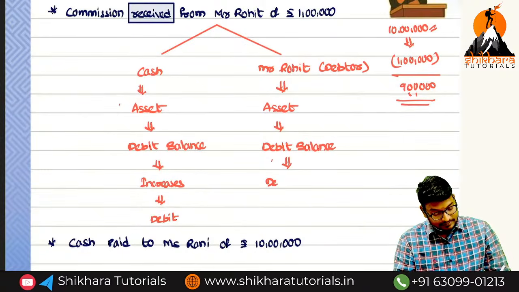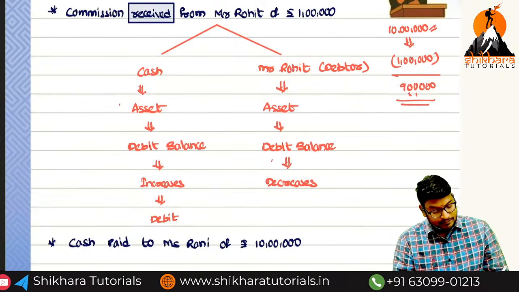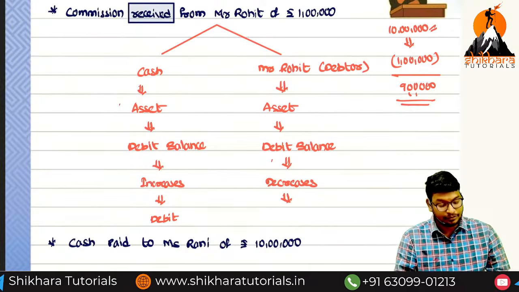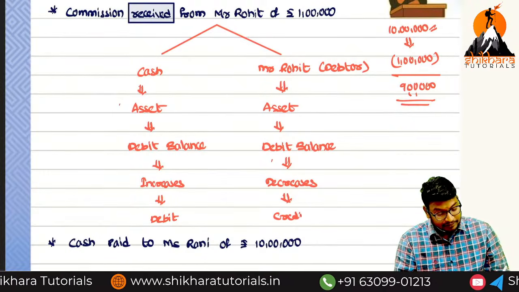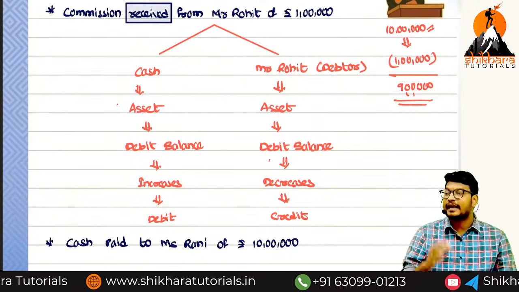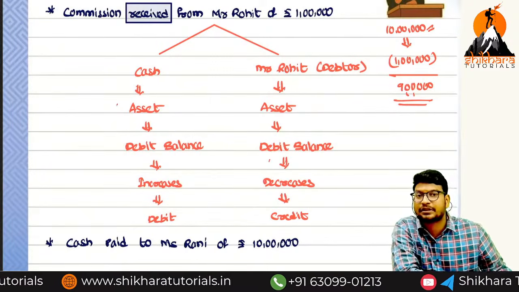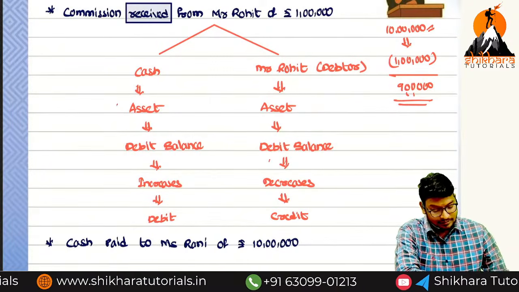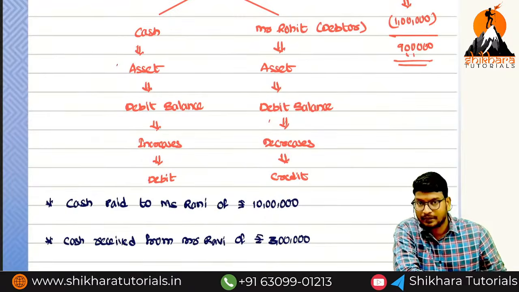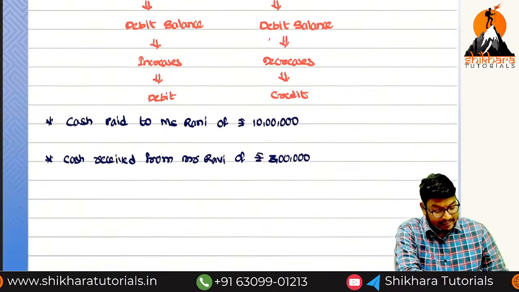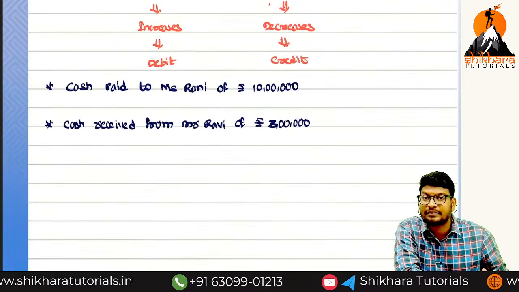So it decreases. Debit balance decreases means what we have to do? Credit. We have to do the opposite. What is the entry? Cash account debited to Mr. Rohit account credited. Okay? So like that the entries will be. And next, cash paid to Miss Rani.